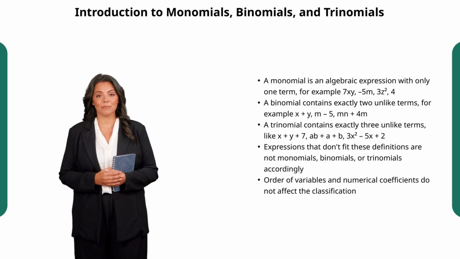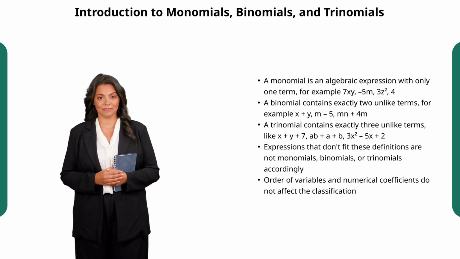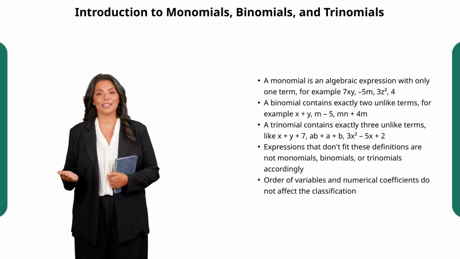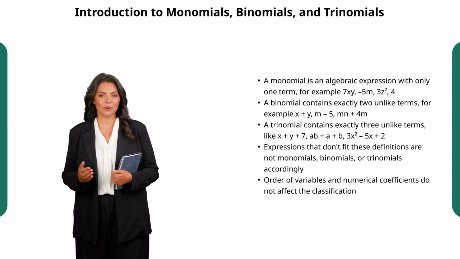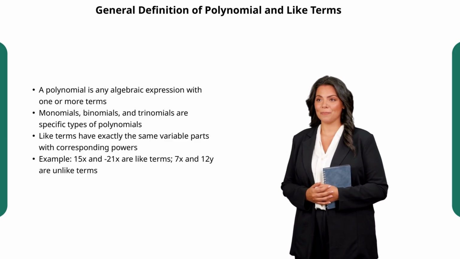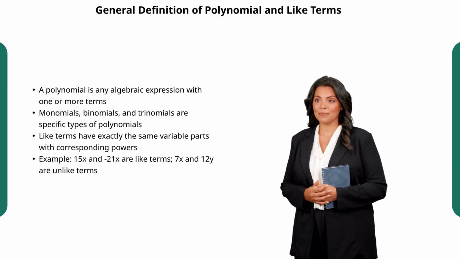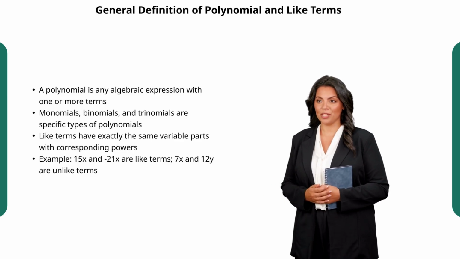Remember, terms must be unlike. Combining like terms reduces their count. This classification helps us simplify and work with expressions effectively. Understanding these will build a strong base for simplifying expressions and solving equations ahead. Let's bring it all together. All monomials, binomials, and trinomials fall under the family of polynomials. Think of polynomials as a big umbrella that holds different expression types with one or more terms.